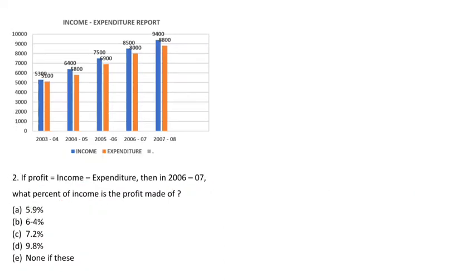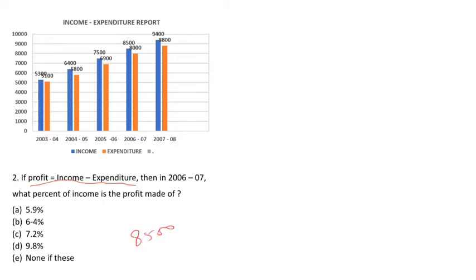So the next question is here. If profit is equal to income minus expenditure, then in 2006-7, what percent of income is the profit made of? In 2006-7, we have income 8,500. So 8,500 is the income.